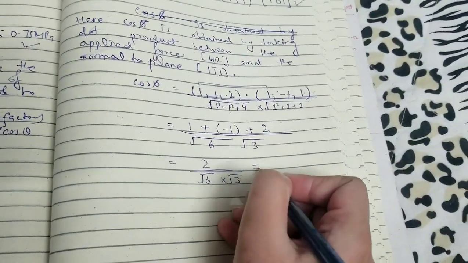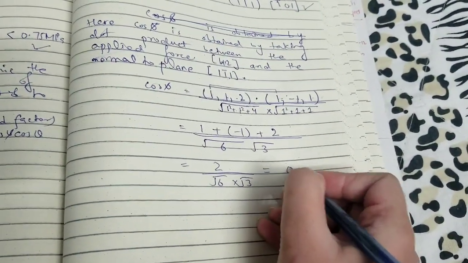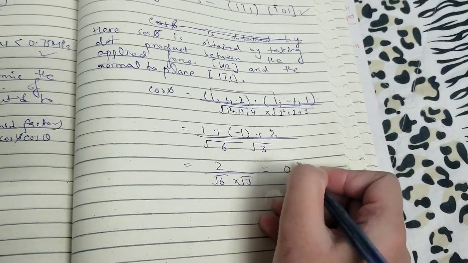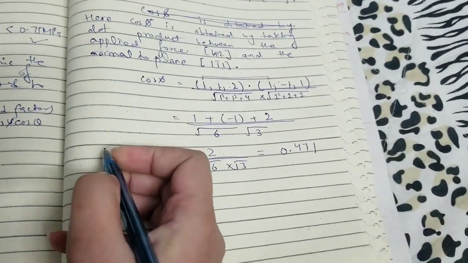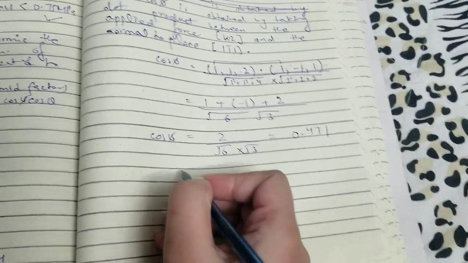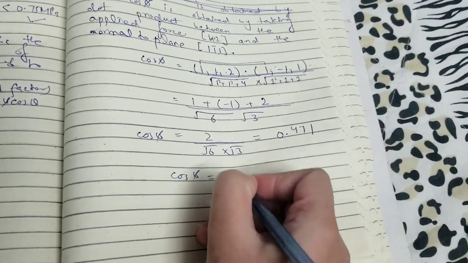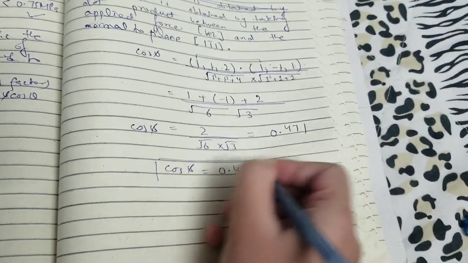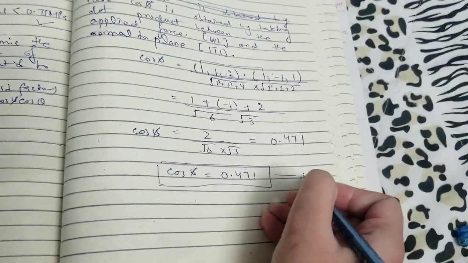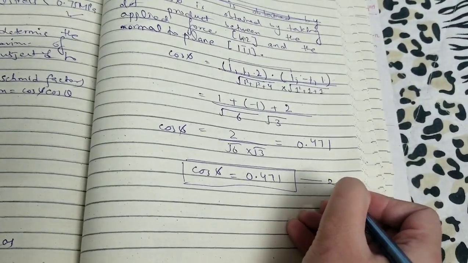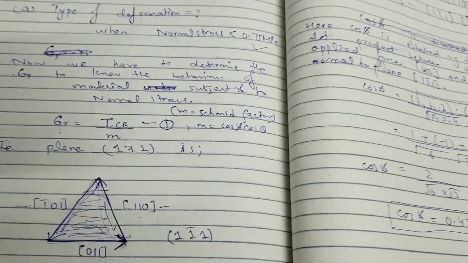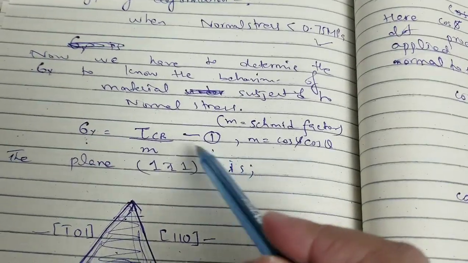If you calculate it using a calculator, then you will get 0.471. Cos of phi comes out to be 0.471. Okay, now we know cos phi. Let us call this equation number 2. What was equation number 1? Yes, this was equation number 1.